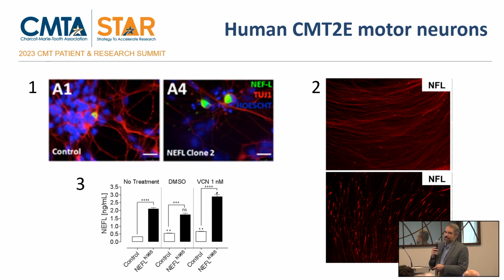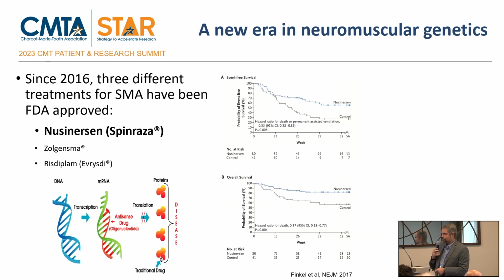Now, can we do something that will reverse that? And so we use those features of those cells to test our approaches. Our approach focuses on the use of something called antisense oligonucleotide. It's a long name, but we call it ASO for short.